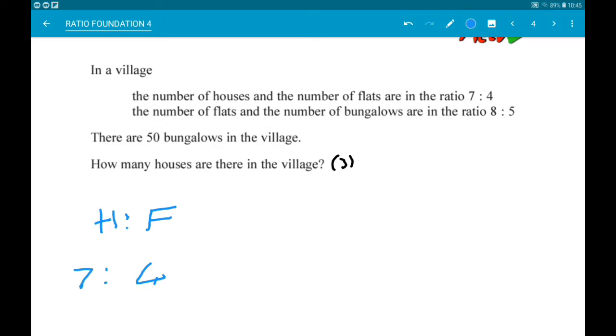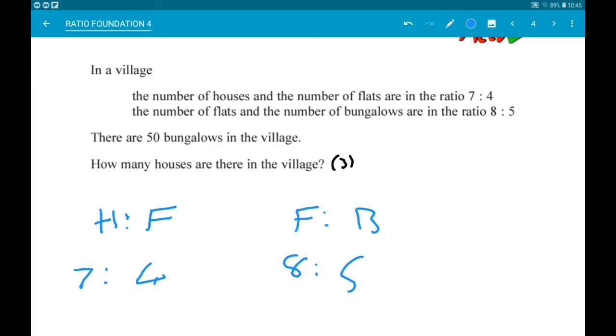And the number of flats and the number of bungalows are in the ratio 8 to 5. So F to B is 8 to 5. Now we're told there are 50 bungalows in the village. We want to work out how many houses there are.